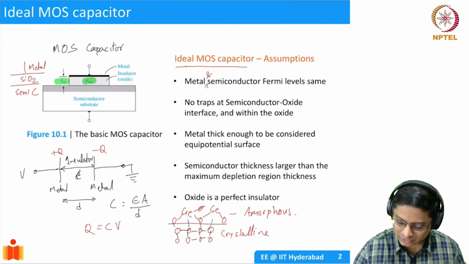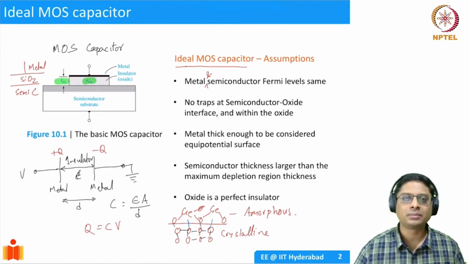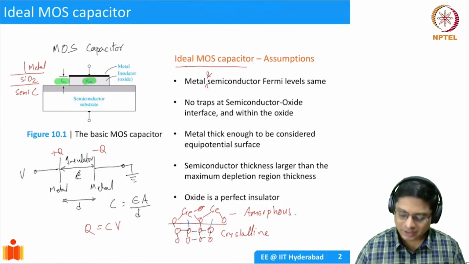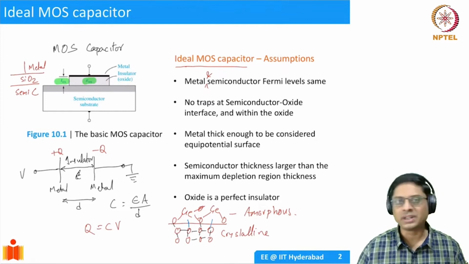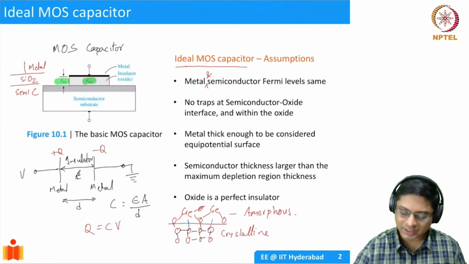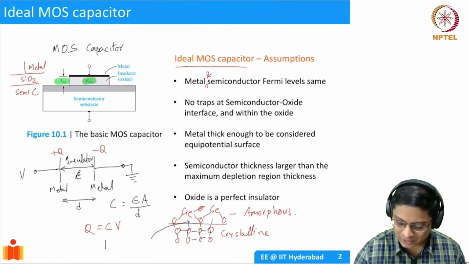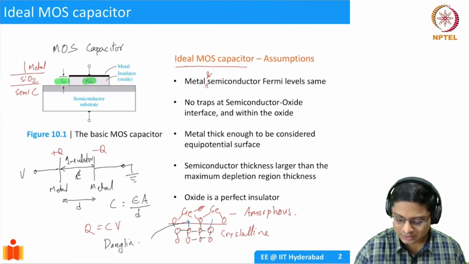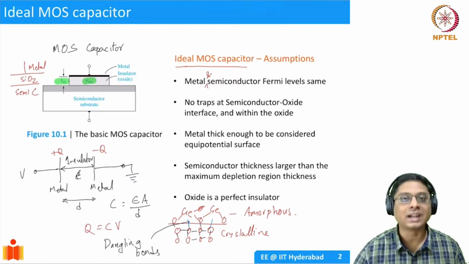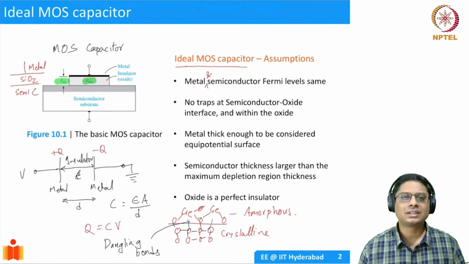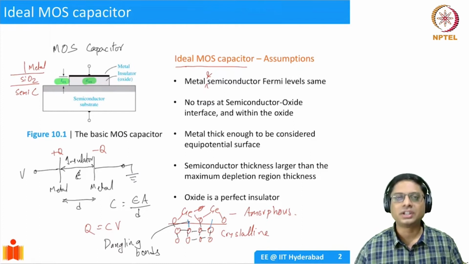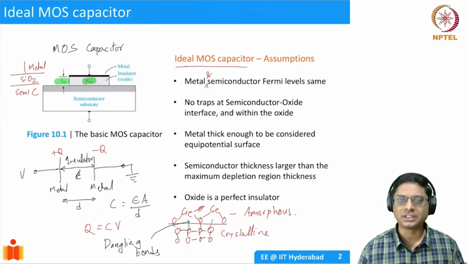But now it turns out that if you form this interface between a crystalline and an amorphous material, there are some atoms of germanium which are not connected to any atom of oxygen or germanium. So these we call dangling bonds, just to indicate that they are not connected to any atom. They behave like a trap, and then they actually deteriorate the electrical properties of the device.